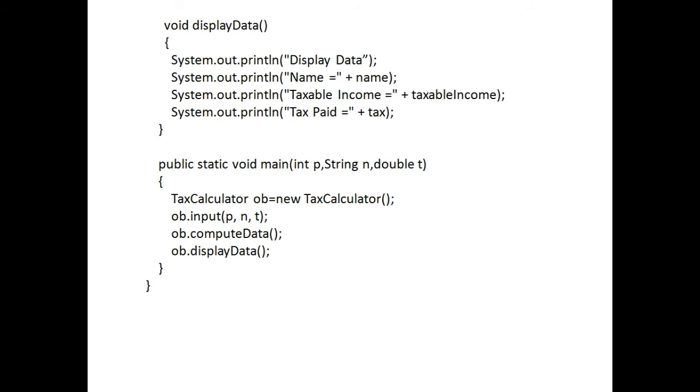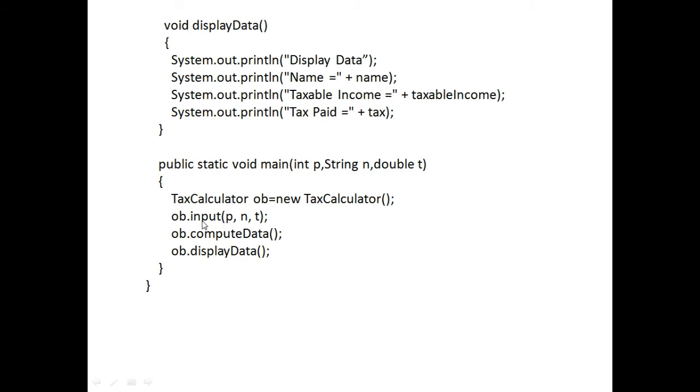So we need to mention the main function, and in the main function you can see I've written int p, string n, double t. These are the actual parameters which the user will input. And again the important part, like I wrote here, TaxCalculator ob is equal to new TaxCalculator. Here ob is the object. This is the syntax for creating the object. With the help of this object, we are calling the functions.